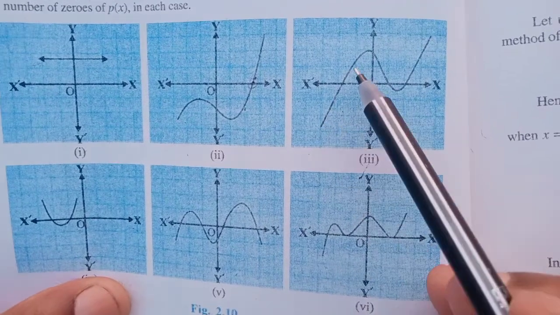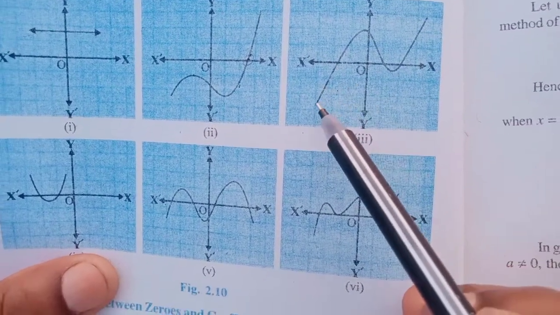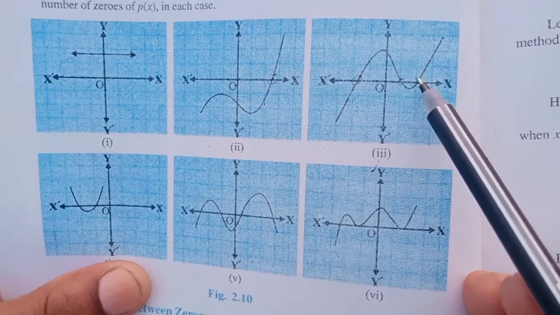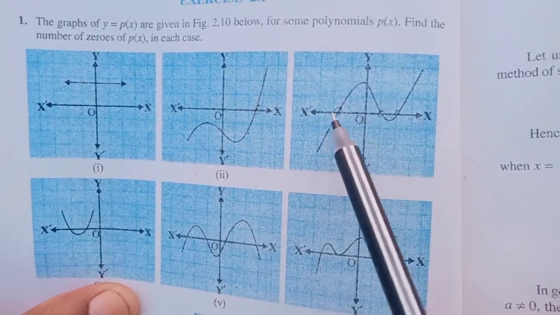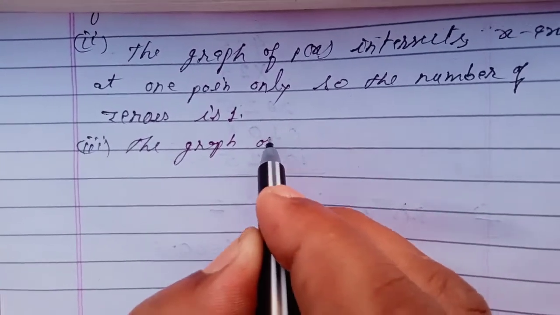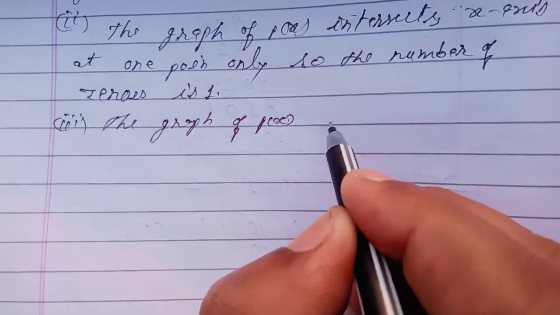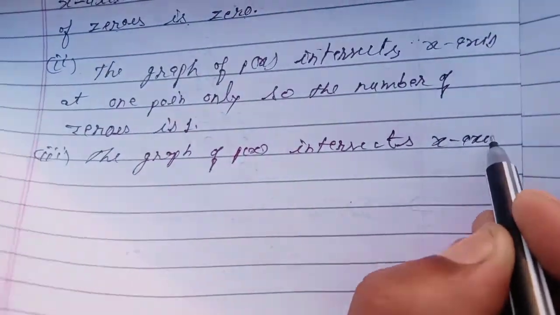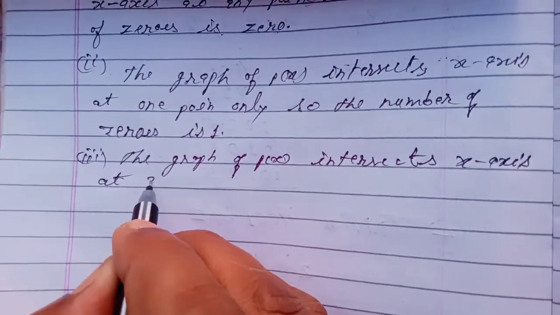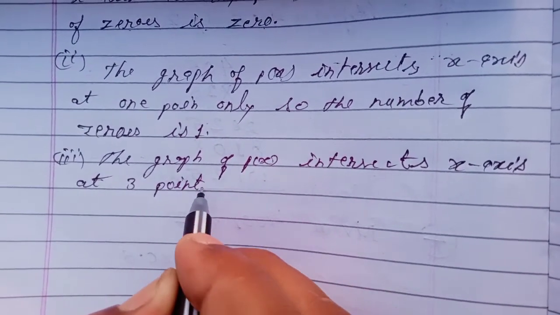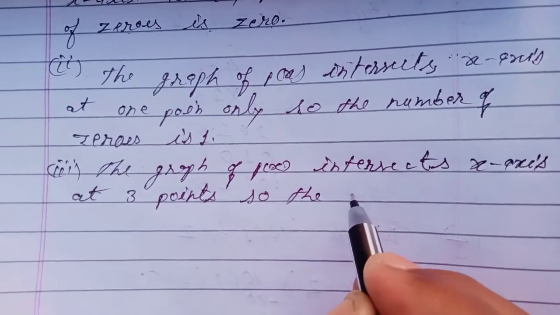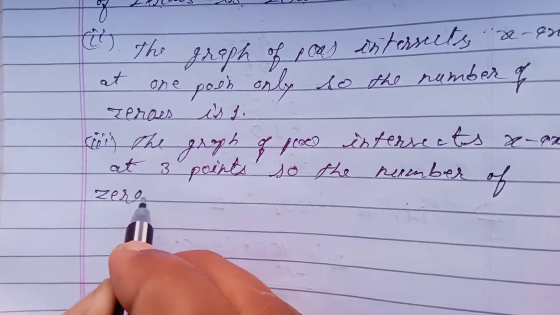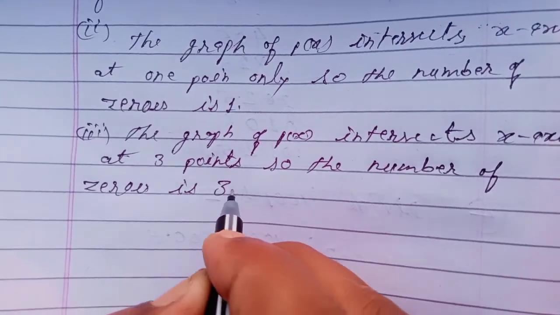See question number 3. In this question, the graph of p(x) is this. We see that the graph of p(x) cuts the x-axis at this is 1 point, and 2, 3, at 3 points. So the number of zeros is 3.